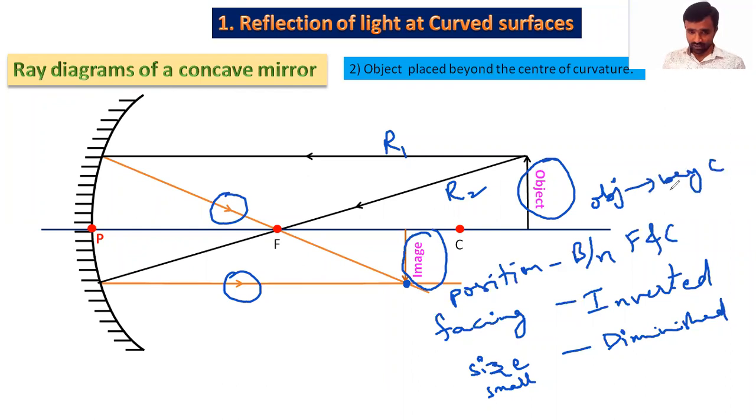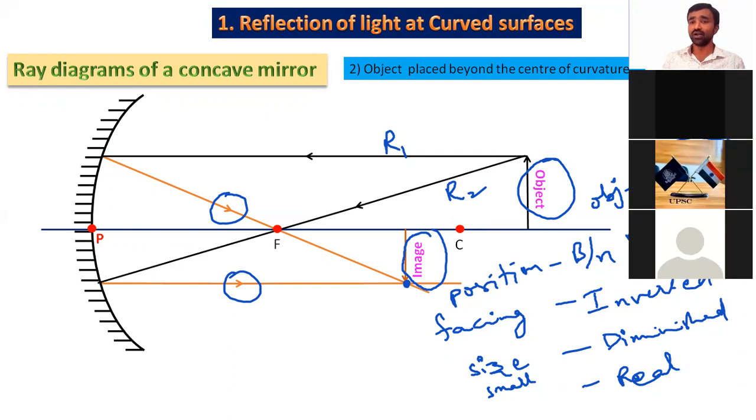Right? So, is it a real image or a virtual image? Real image. So, what characteristics did I get? A real, diminished, inverted image is formed between F and C. A real, diminished, inverted image is formed between F and C if the object is placed beyond the center of curvature. Now compare these results with your noted values.